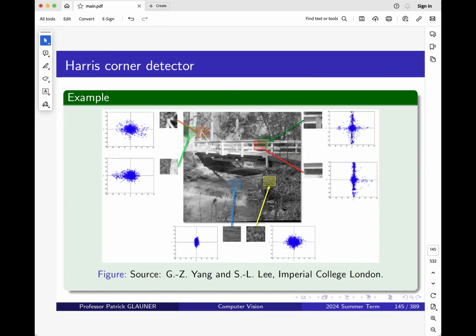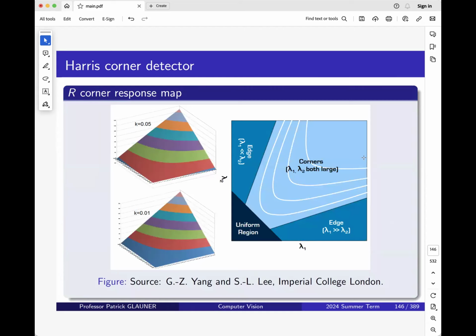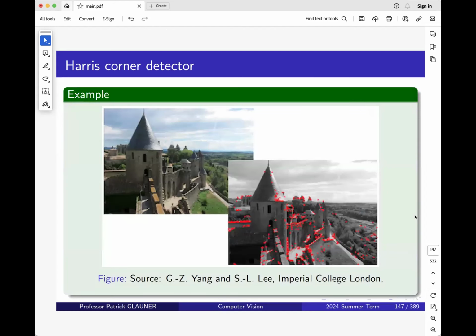And if you have some relatively uniform patch, or a patch where you don't really have corners, then both eigenvalues are small. This can also be shown with this plot or figure. Corners typically mean both eigenvalues are large, while for edges, typically one eigenvalue is much larger than the other one. And for a uniform region, both eigenvalues are relatively small. This is the idea of the Harris corner detector. You can also apply it to sample data, and this was done in this image, and it detects quite some corners well.